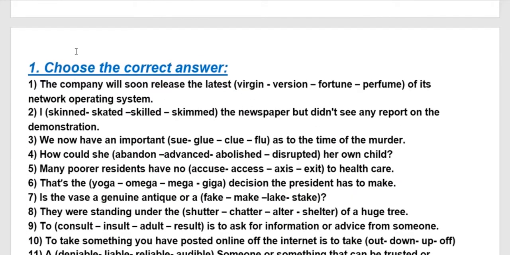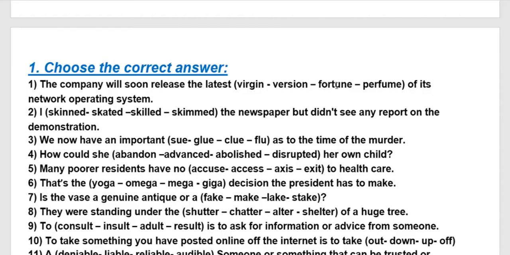Now let's practice the vocabulary we have studied before. Choose the correct answer. Number 1, the company will soon release the latest. We have version.